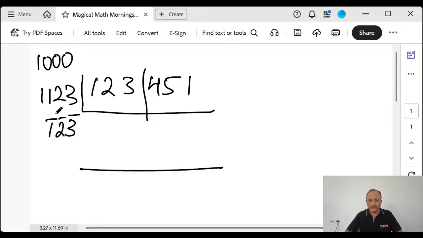This is very useful when the divisor is starting with 1, okay, or 1 1 like that. Because very big numbers above 1000, again it's a confusing one. Only for those numbers it is easy.